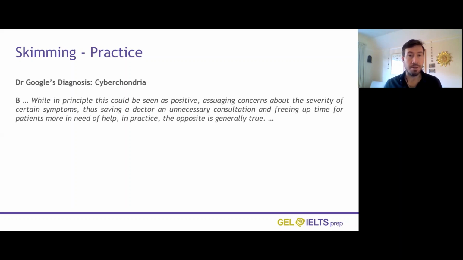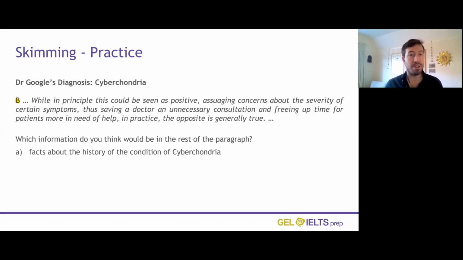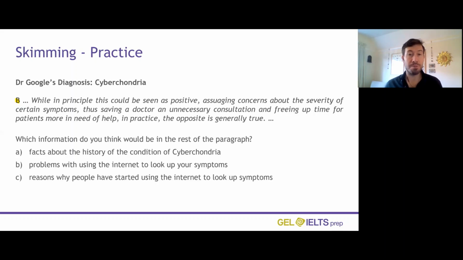So here we can see the first sentence of paragraph B. And what I'd like you to do is look at the question below the video and say, which information do you think would be in the rest of the paragraph? So, would it be facts about the history of the condition of hypochondria, problems with using the internet to look up your symptoms, or reasons why people have started using the internet to look up the symptoms? So I'll give you a moment to read that and choose one of the correct options.